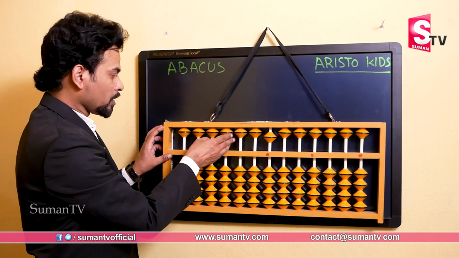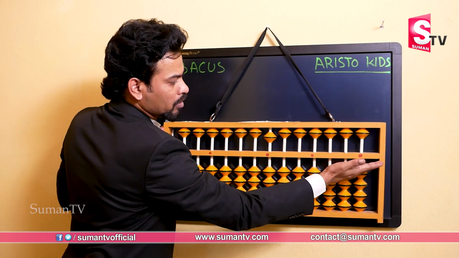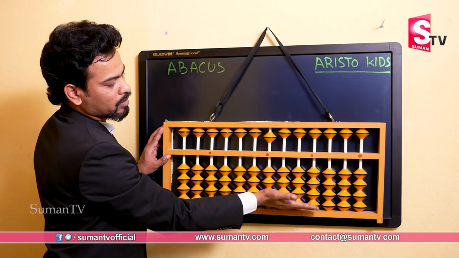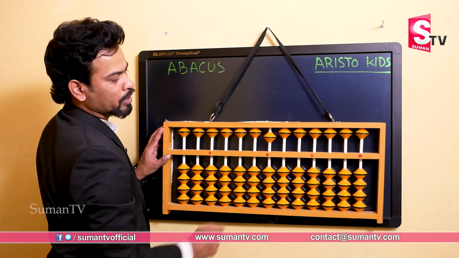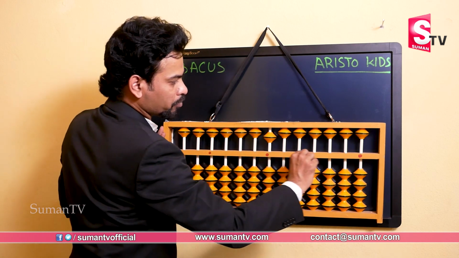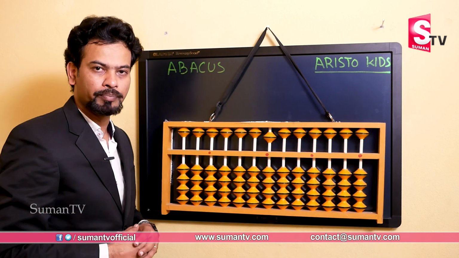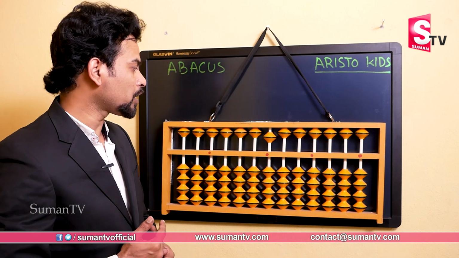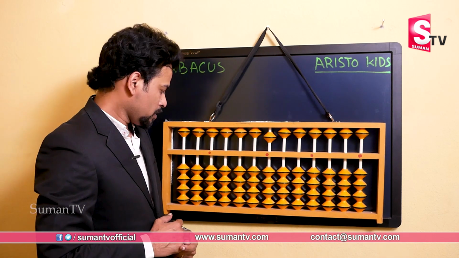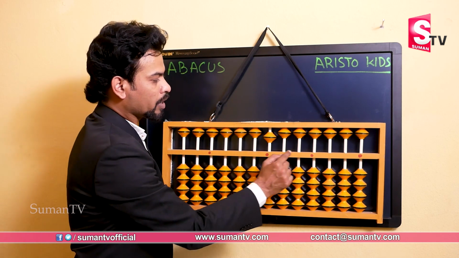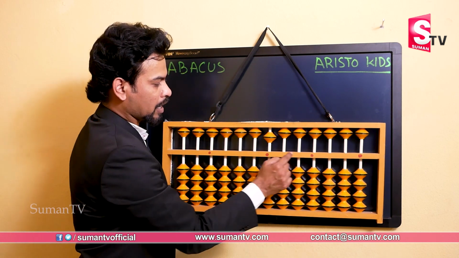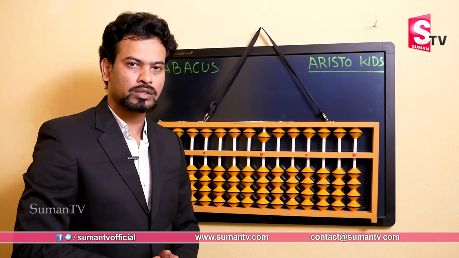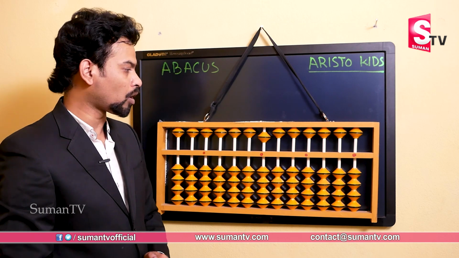You can find a bar in between the lower beads and upper beads, which separates the lower beads and upper beads into different parts. This particular bar is called the beam, B-E-A-M, or reckoning bar. And in this beam, you can find some black color or red color dots. These dots are called unit dots.